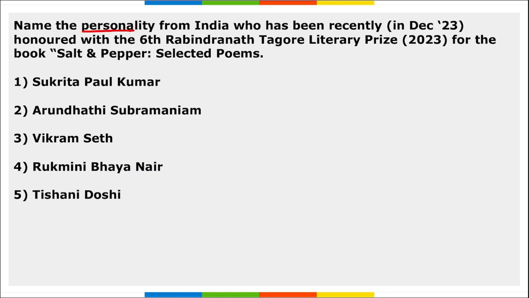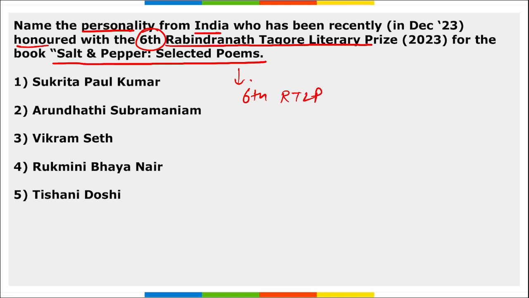Next, name the personality from India who has recently been honored with the 6th Rabindranath Tagore Literary Prize for the book Salt and Pepper: Selected Poems. For this, who won the 6th Rabindranath Tagore Literary Prize? Sukrita Paul Kumar has won the 6th edition of the Rabindranath Tagore Literary Prize for the book Salt and Pepper, that is Selected Poems. The award ceremony was held in New Delhi.